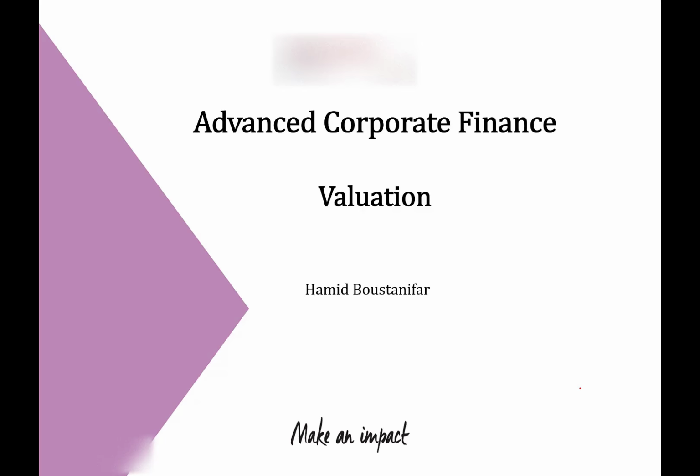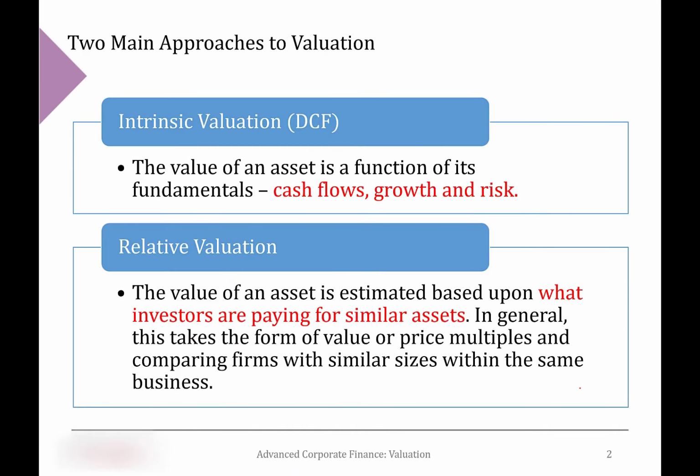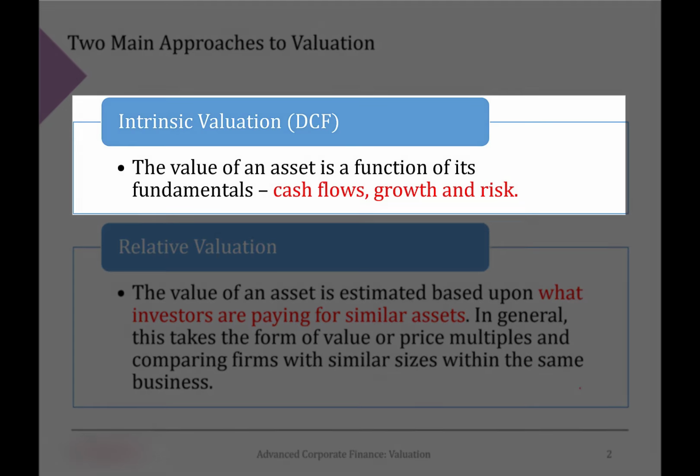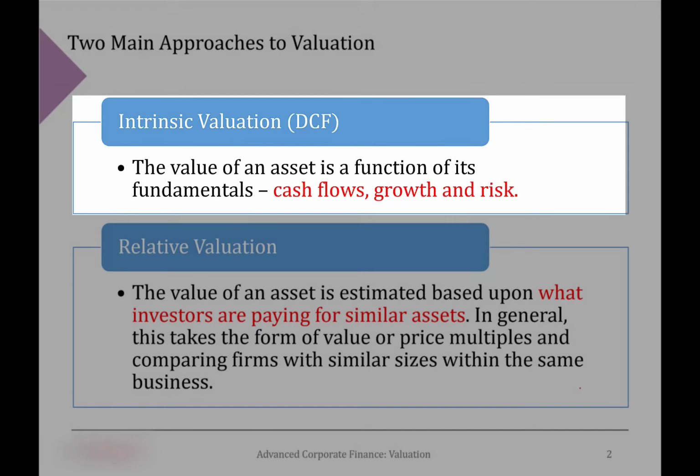Hi, in this video I briefly explain the most important valuation methods. There are two main valuation methods. The first one is intrinsic valuation. Intrinsic valuation relates the value of an asset or a business to its intrinsic characteristics, namely its capacity to generate cash flows and the risk in the cash flows. Intrinsic value is computed using a discounted cash flow valuation, with the value of an asset being the present value of expected future cash flows on that asset.